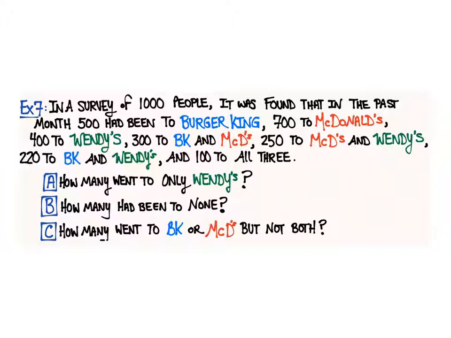And our job is to answer these three questions. How many went to only Wendy's, how many had been to none, and how many went to Burger King and McDonald's, but not both. Of course, when you look at this, it looks pretty complicated, but we're going to dissect it and look at how this applies to our set theory that we've learned in this chapter.